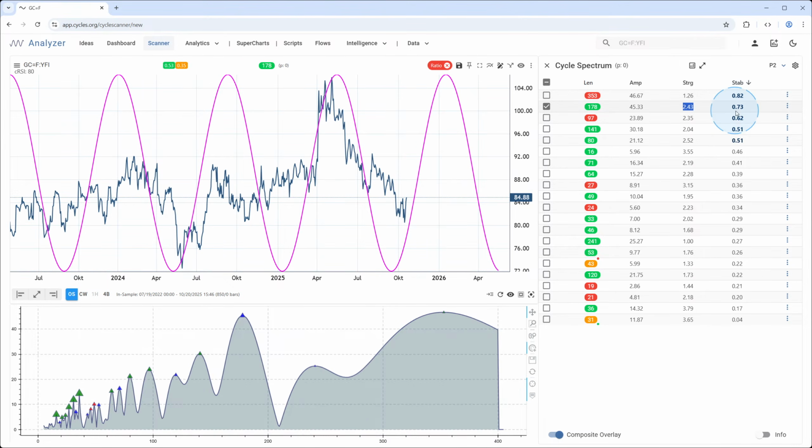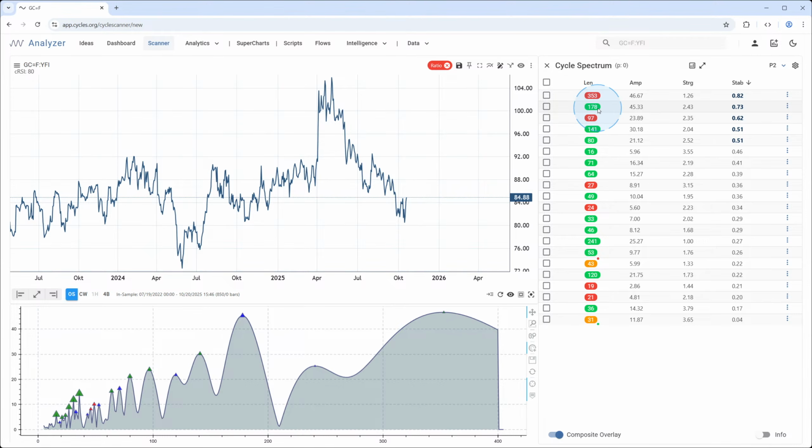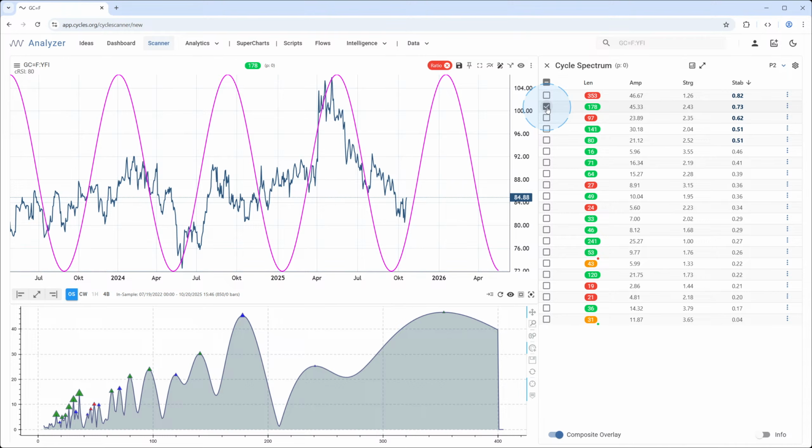So I would rate same stability scoring and very high stability above 0.7, 0.8. And here the strength is, again, we have double strength with 178. So that's why that should be the preferred most dominant cycle to pick. And after that, we can then maybe discuss the shorter cycles here. But that's the first cycle to go.